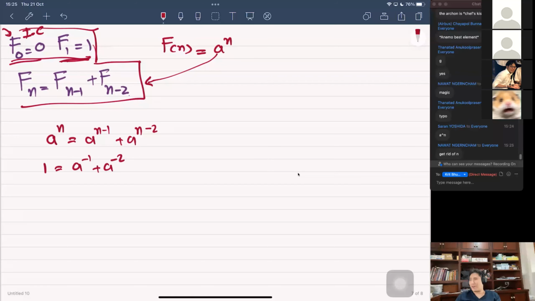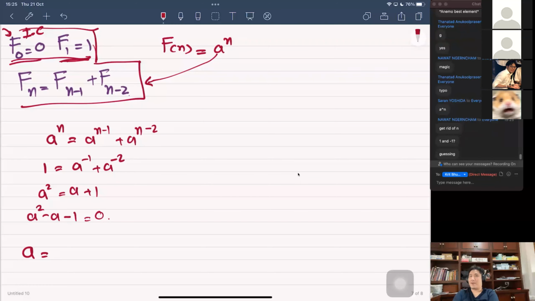And then by now you know, right? You multiply by A squared on both sides. You're going to get A squared is A plus 1, which then you're going to do this: A squared minus A minus 1 is 0. What's A, by the way? Neither one of them. You can plug in 1 or minus 1. It doesn't work.